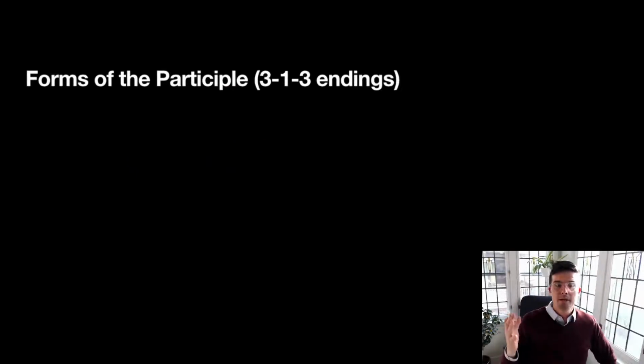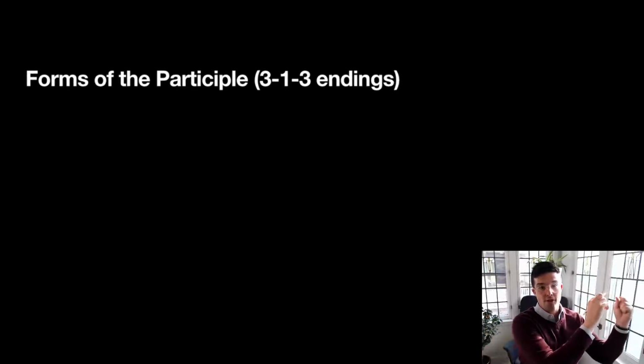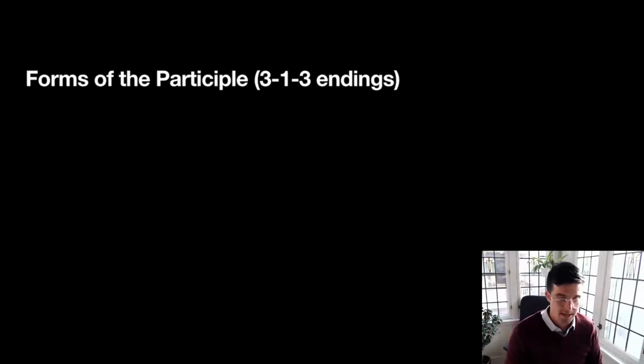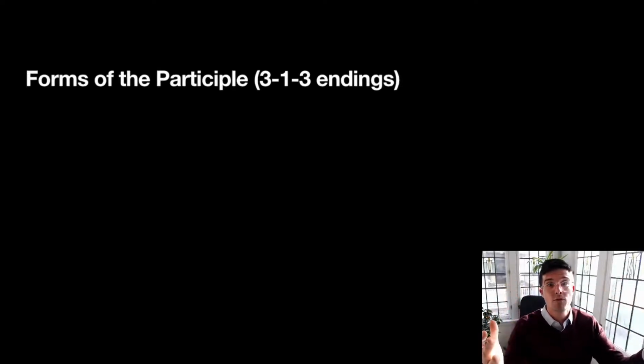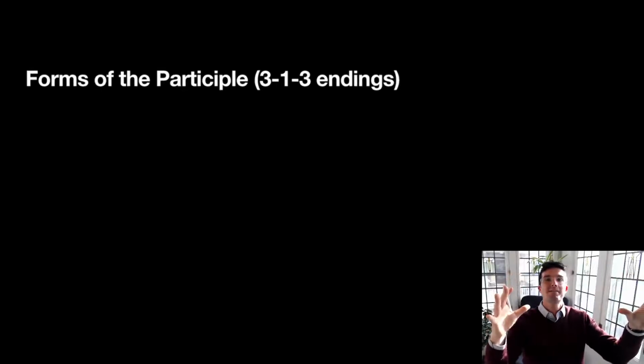And so here what I'm going to do is give you the forms of participles based on whether they take 3-1-3 endings, that is third declension, first declension, third declension endings, or second declension, first declension, second declension endings. So that's how we've categorized this in what I'm going to give you here. And here's the part where you're going to start to get overwhelmed by all of the forms. So go ahead and pause and take 3 deep breaths before we go into all of these different forms.